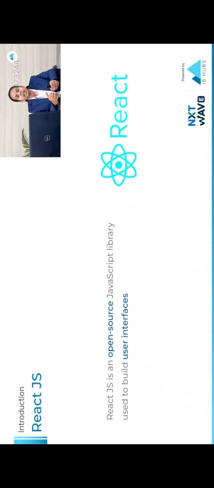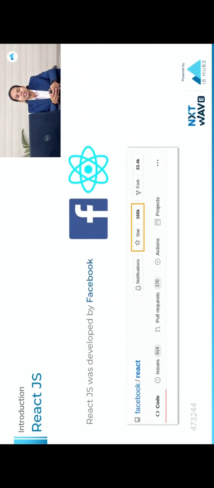Okay, so React.js is an open source JavaScript library which is used to build user interfaces, to build all the parts that we see and interact with. That user interface, to build that, we can make use of the React.js library. This React.js is actually built by Facebook. If you see React on GitHub, beside the star you can see the number, 166,000. This indicates that so many people like React.js.